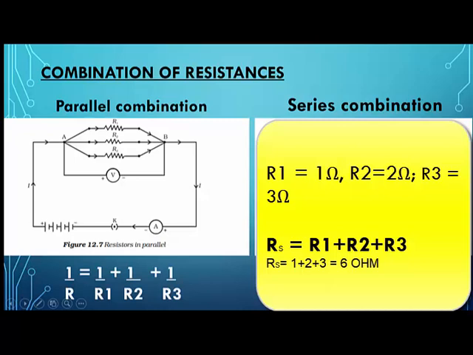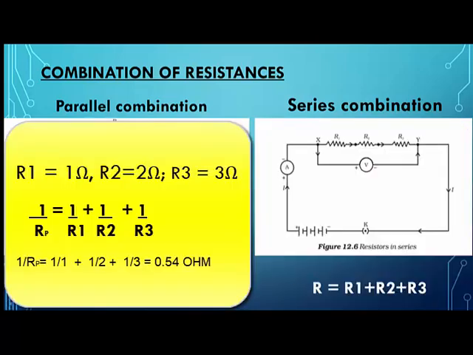Okay. Now same thing here. R1 is 1 ohm, R2 is 2 ohm, R3 is 3 ohm. So what is going to be the equivalent resistance? 11 upon 6 ohm. Is it?